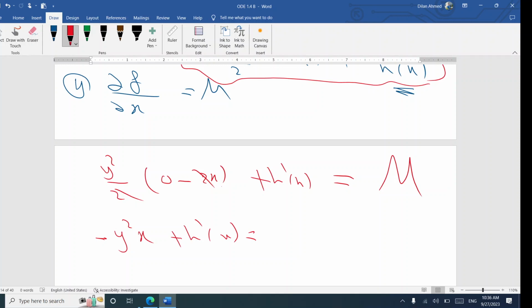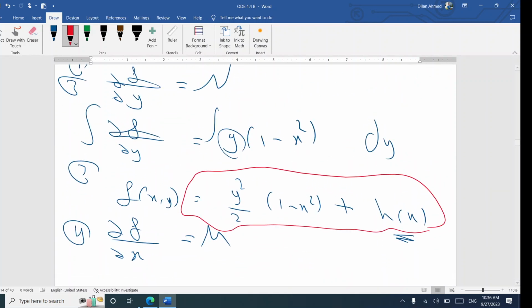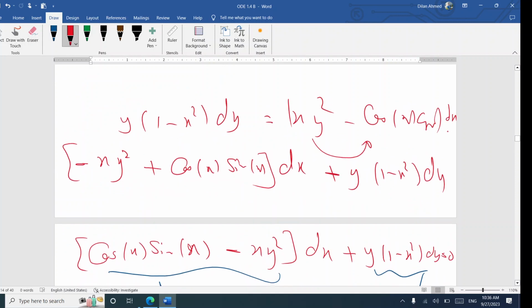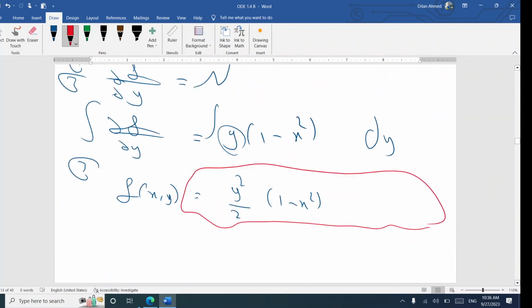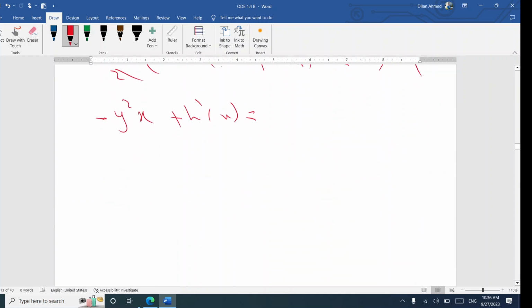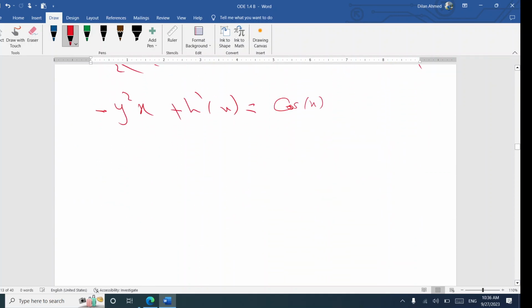Let me check, where is m? Find it for me. Yalla, jamaat. Cosine x sine x minus x y squared. Right? Now it remains, what?